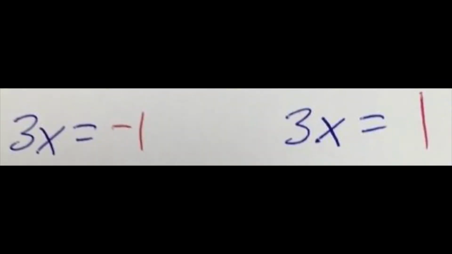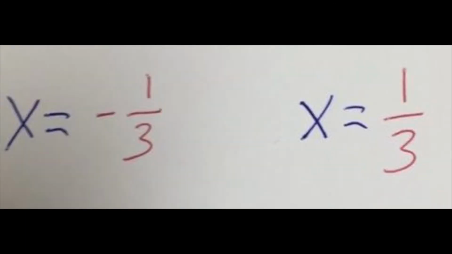You would add and subtract 1 from both sides, leaving you with 3x equals negative 1 and 3x equals 1. Then you would divide both sides by 3, which would leave you with x equals negative 1/3 and positive 1/3.